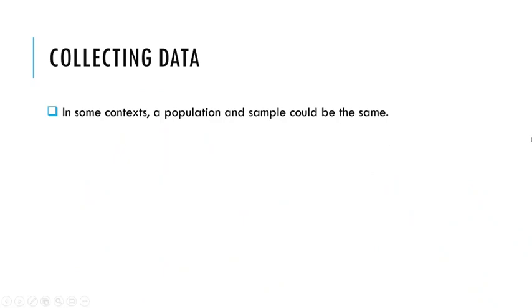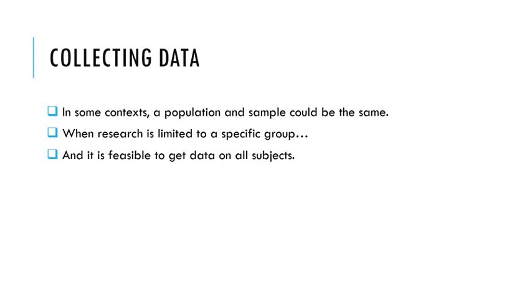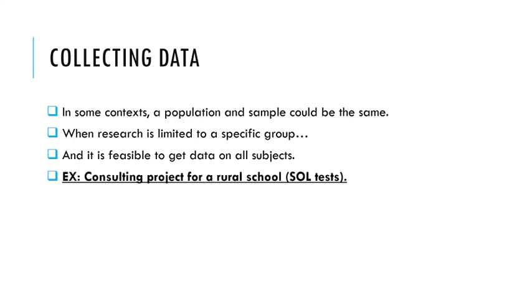Now, in some contexts, a population and sample could be the same. And so I don't want to confuse anyone here, but this could be the case when research is limited to a specific group, when it's really just a small group you're trying to learn about. And in that case, it could be feasible to get data on all of your subjects.